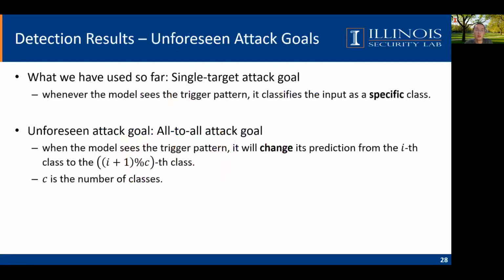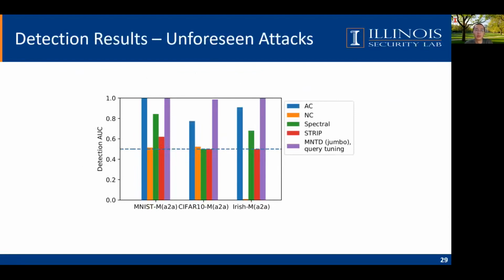We also consider another attack goal named all-to-all attack. In previous discussion, we all use single target attack, that is, the model gives the same output on seeing the trigger pattern. While in all-to-all attack, the Trojan model will rotate its prediction when it sees the trigger pattern. For example, on an image of 0 with trigger it says 1, and on an image of 1 with trigger it says 2. We apply our system to see if it can detect Trojan models with this type of unforeseen attack goal. We see that our approach still performs well and outperforms previous works.